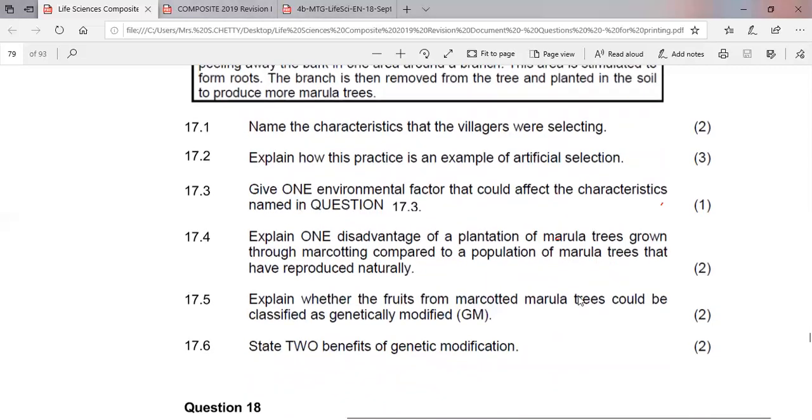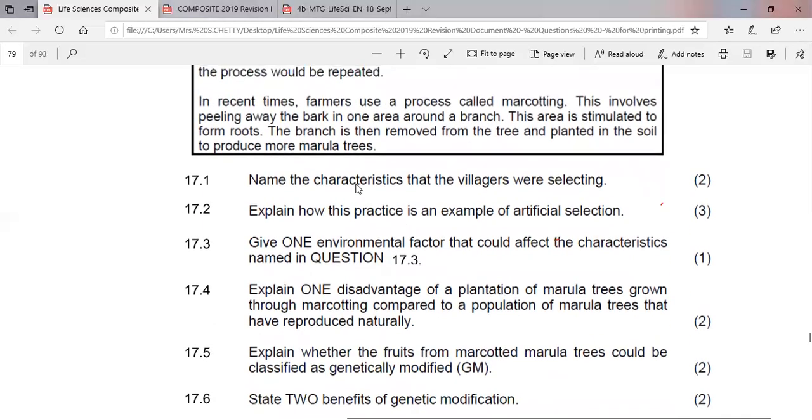Explain whether the fruits from marcotting could be classified as genetically modified. Can't be genetically modified, isn't it? So you haven't changed the genes. They are being produced from one plant. Genetic modification is where you take a gene from one organism and insert it into another organism. So here you're not inserting genes. In other words, here they're trying to ask you, do you know what genetic modification is? And here you're not introducing new genes. It is just the same organism that you are using.